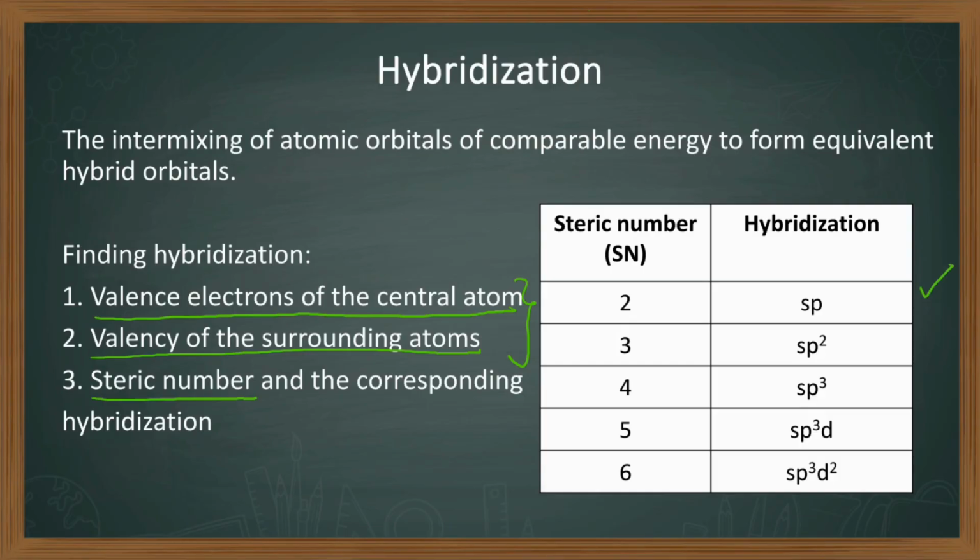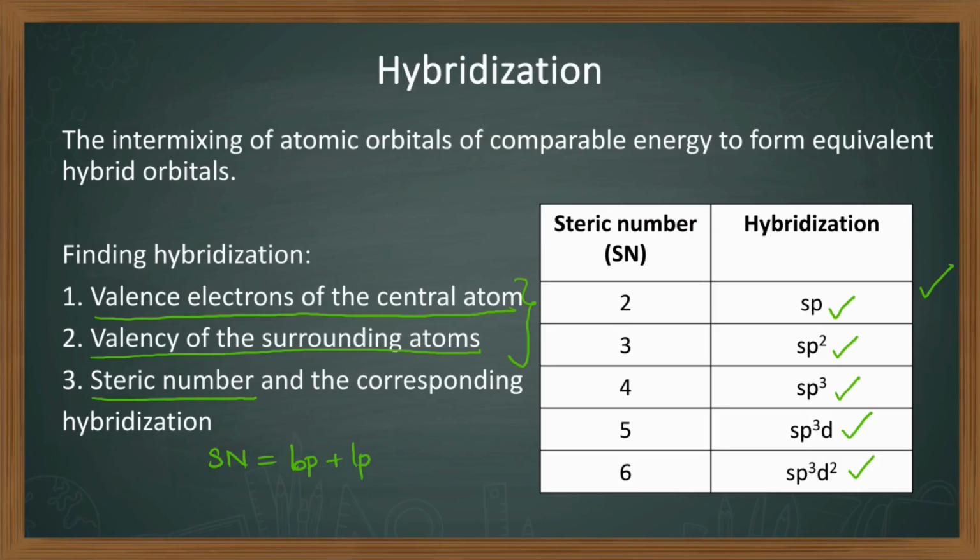If the steric number is 2, we will get sp. For those who may not remember, the steric number is the number of bond pairs and lone pairs. So if the steric number is 2, it is sp hybridization. If it is 3, sp2. If it is 4, it is sp3. If it is 5, it is sp3d. If it is 6, it is sp3d2.